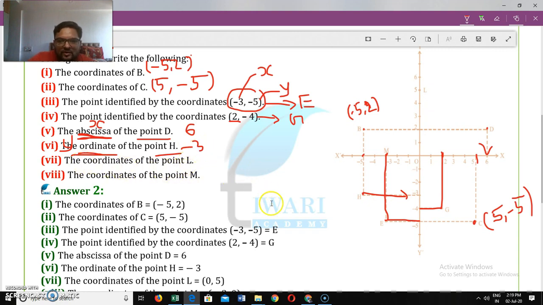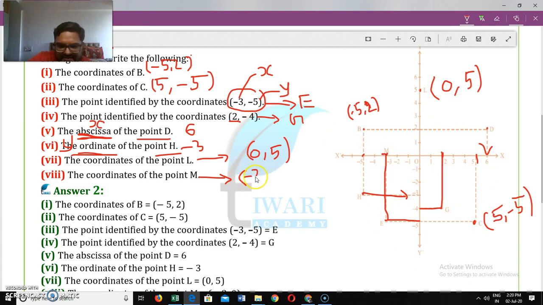The coordinates of point L. So we have to find L first here. Where is L? Here is L. L is on the y-axis, so there is no x in it. So the value of x is 0 and the value of y is 5. So 0, 5 is the answer for the coordinates of L. Similarly, if I talk about M, where is M here? Here is M. That is minus 3. So minus 3 is on the x-axis and there is no y for M, it is 0.